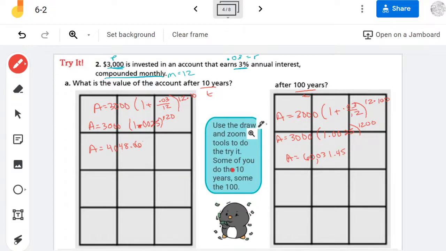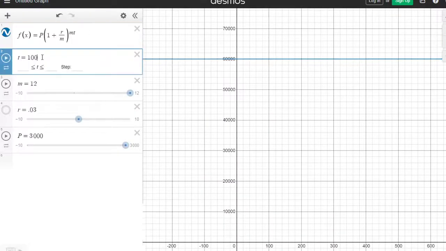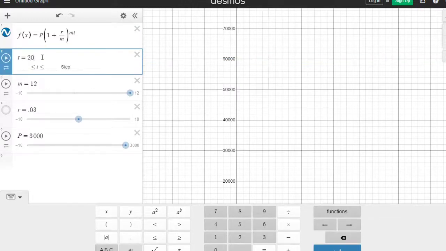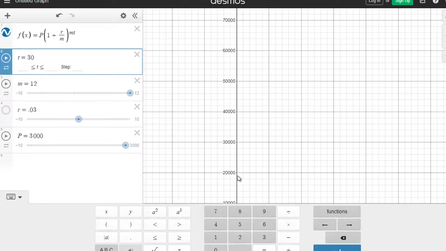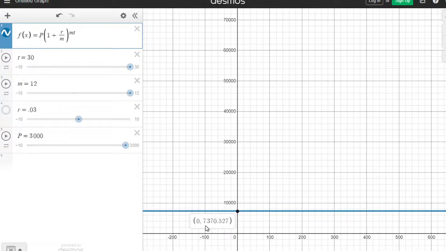All right. So that's why when you're doing retirement stuff, right? Usually you retire, I don't know, after 20, 30 years in a field. Let's look at that, right? Let's look at what this would look like at 20 or 30 years. Let's look at 20 years. So if I invested that money, after 20 years it would be worth 5,400. If I change that to 30 years, it would be 7,370. So after 30 years, that $3,000 has more than doubled.